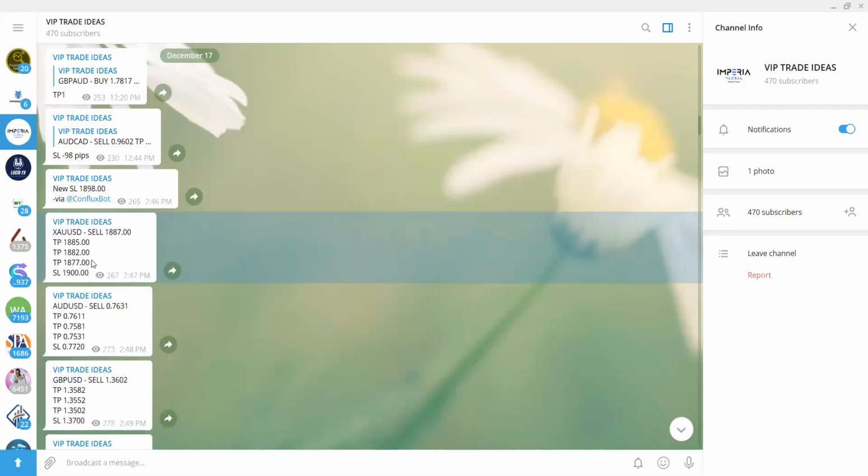Let me see. This is a gold trade. Let's look at another gold trade. What is the stop loss of this gold? If TP1 is achieved, yes, you can move your stop loss to break even. Maybe we're going to talk about that later on. We've already done a whole lot today.